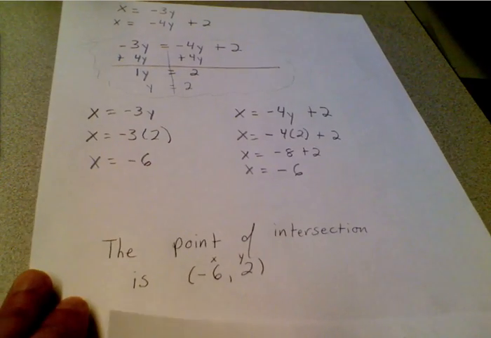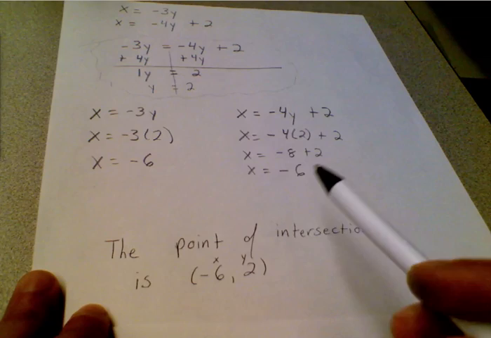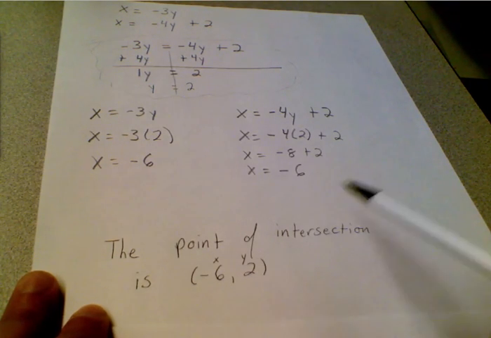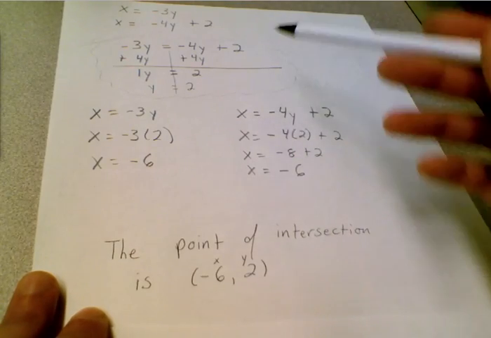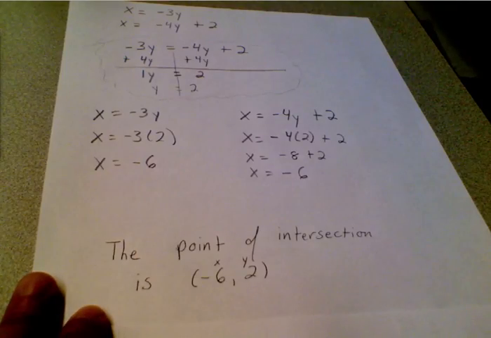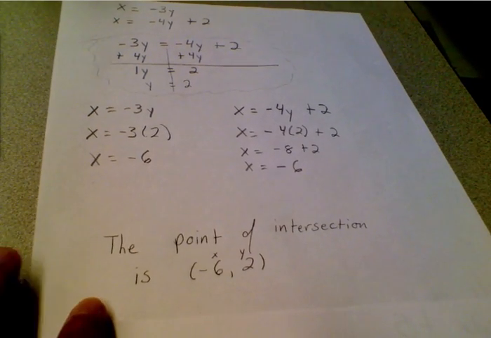And so now I see that the point of intersection is the point negative 6, 2. That is where these 2 lines would cross. That would be the point of intersection, and that's why you're doing that.